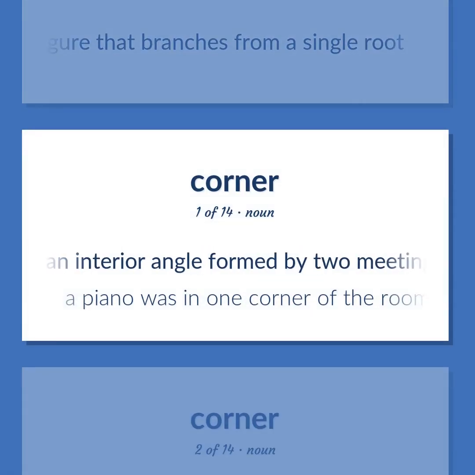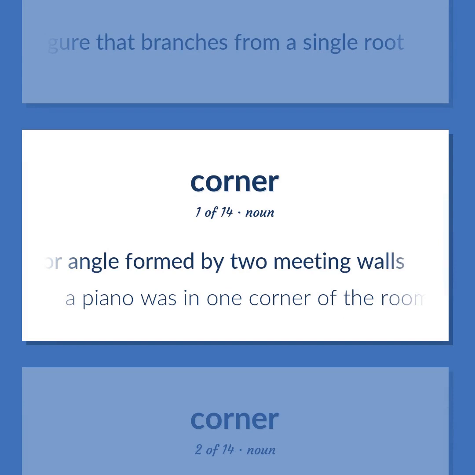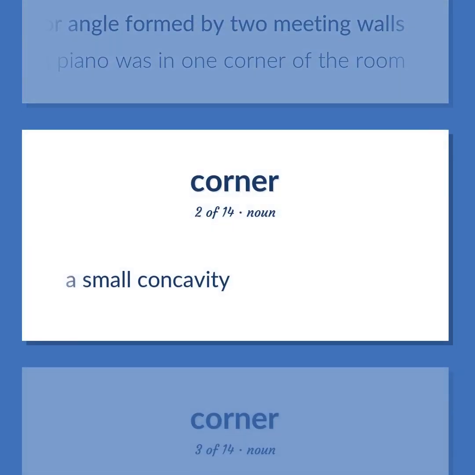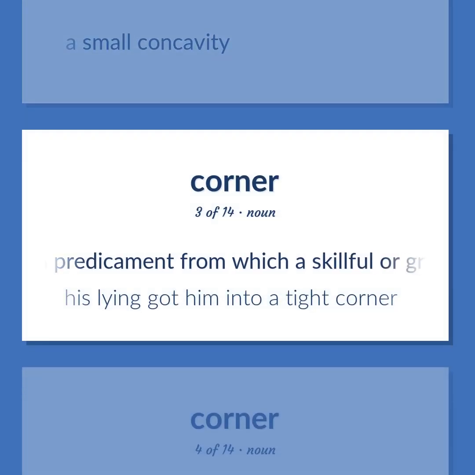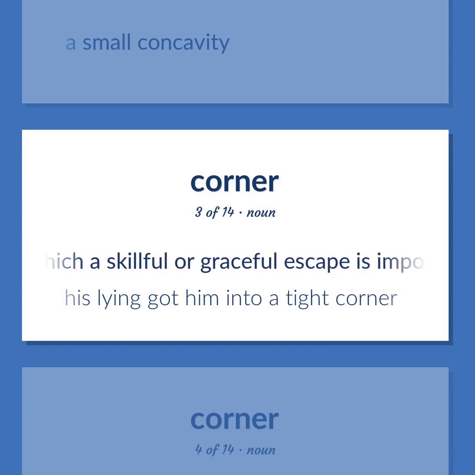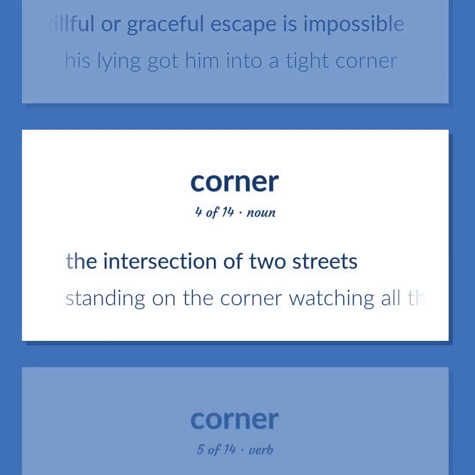An interior angle formed by two meeting walls. A piano was in one corner of the room. A small concavity. A predicament from which a skillful or graceful escape is impossible. His lying got him into a tight corner. The intersection of two streets. Standing on the corner watching all the girls go by.